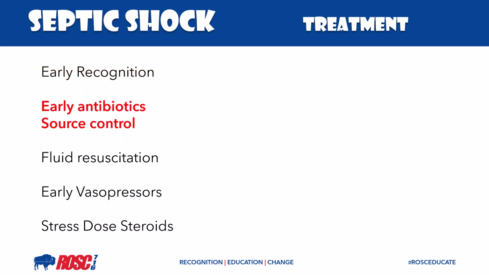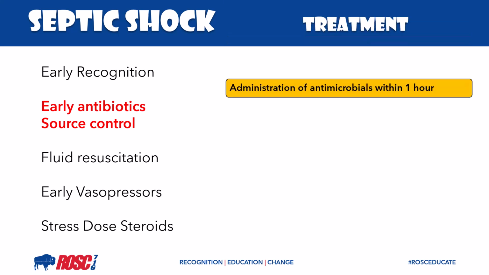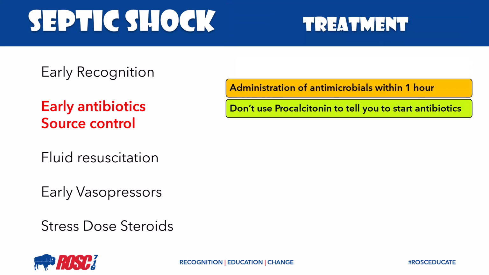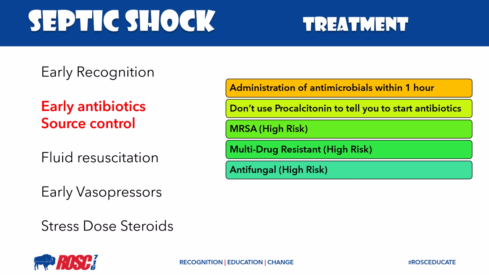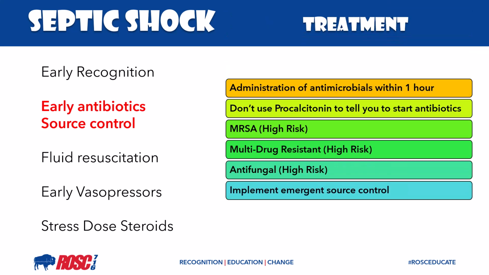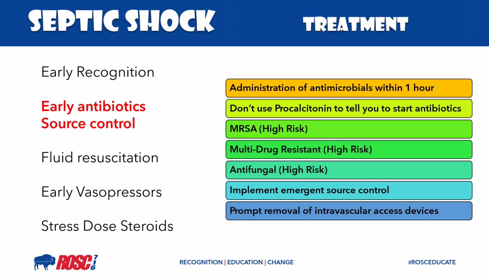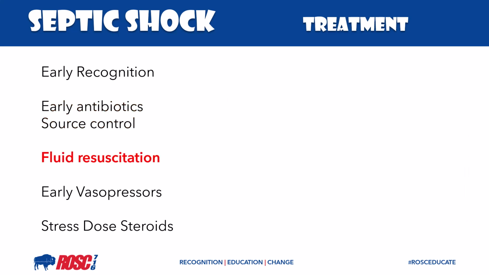Next up is early antibiotics and source control. If I had one item in this list to be executed perfectly every time, I would pick early antibiotics and source control. These are the most important items in the sepsis bundle. This includes the administration of antibiotics within 1 hour, not using procalcitonin to tell you to start antibiotics, and then particular attention to high-risk patients for MRSA, multi-drug resistant pathogens, and fungal infections. And lastly, as I've already stressed, this includes emergent source control, and this also includes removal of any potentially seeded or infected devices.